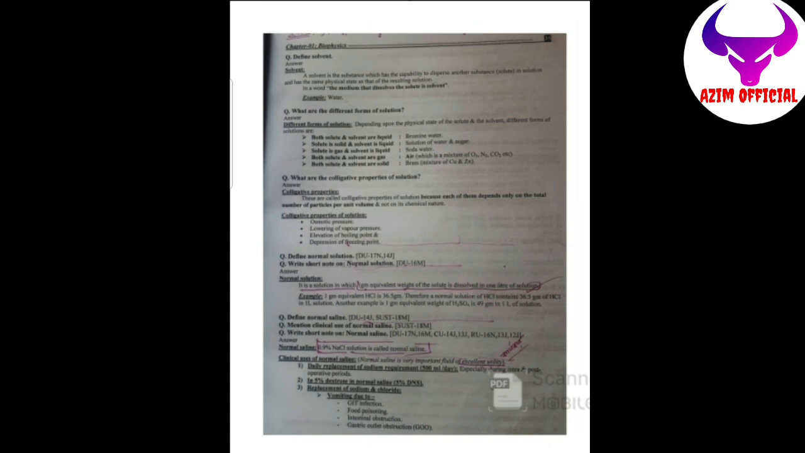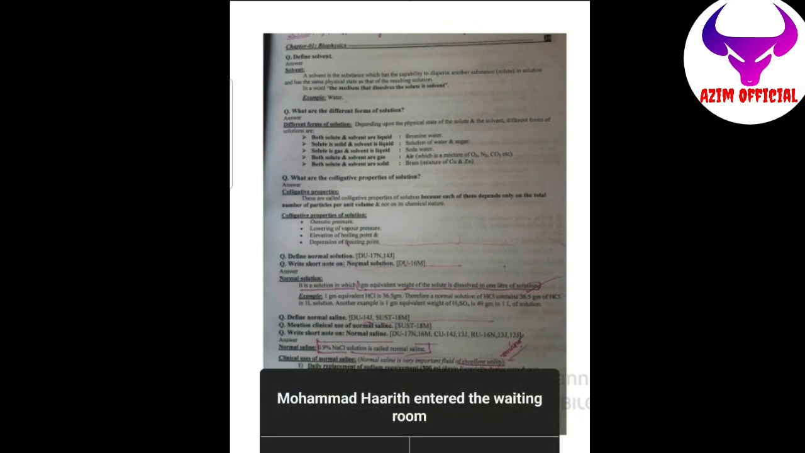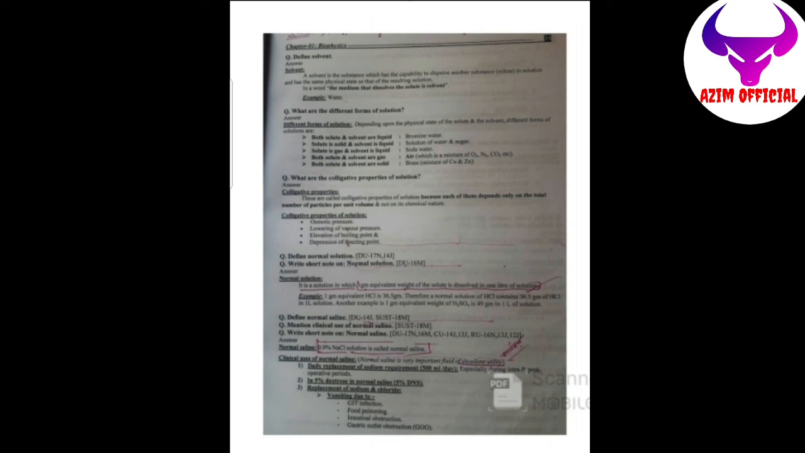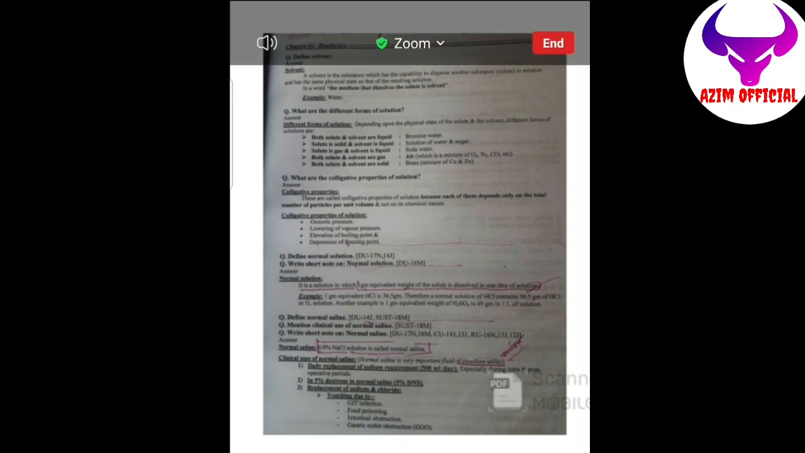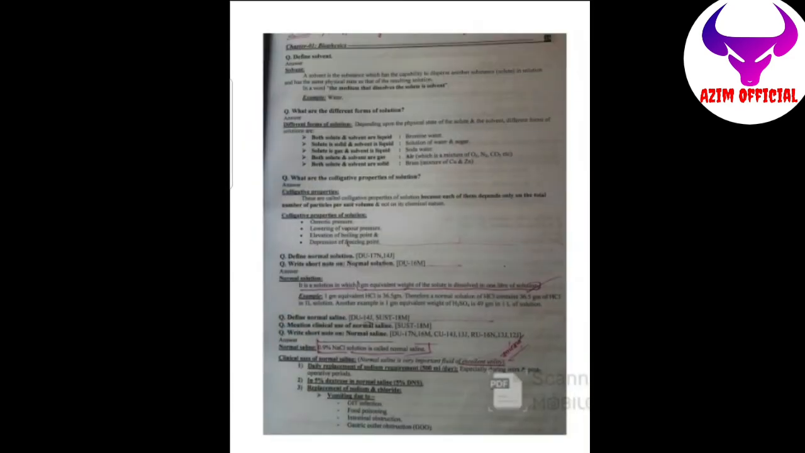Define normal solution. This is the most important question here. You must be asked. Normal solution is a solution in which 1 gram equivalent weight of the solute is dissolved in 1 liter of solution. Are you clear? Yes, sir. What is normal solution? It is a solution in which 1 gram equivalent weight of solute is dissolved in 1 liter. Normal saline is also made by this.